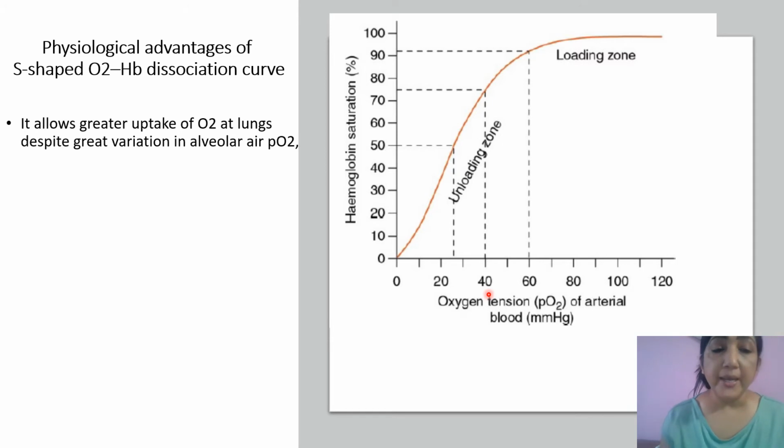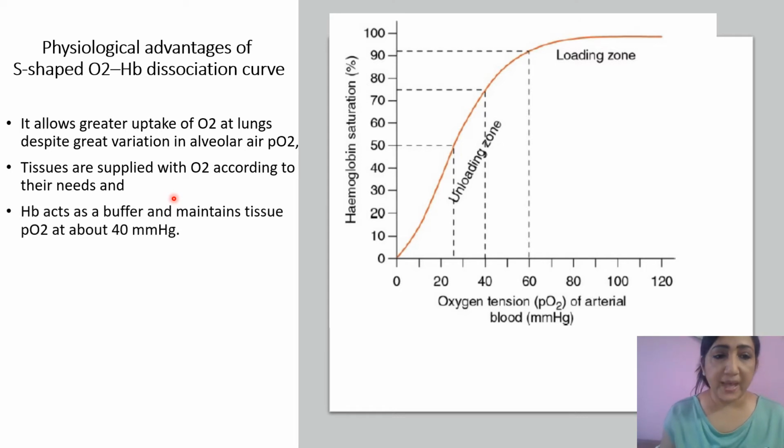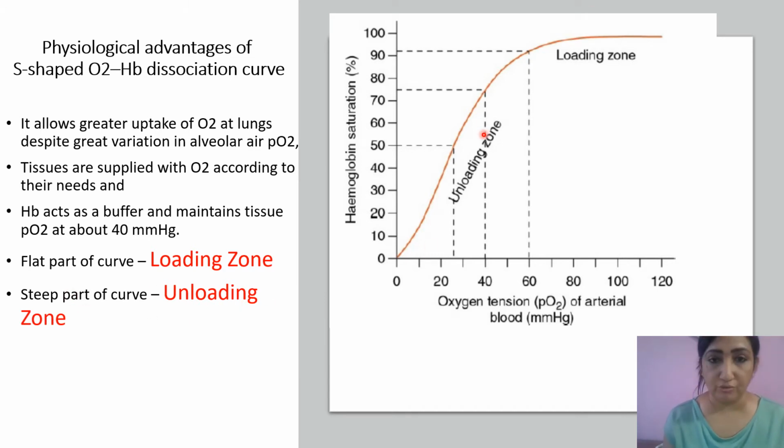What is the importance? It allows a greater uptake of oxygen at the lung despite great variation of the alveolar PO2. And tissues are supplied with oxygen according to their needs. However much is required, that much oxygen will be delivered. And hemoglobin acts as a buffer to maintain the tissue PO2 at the level of 40 millimeters of Hg. The flat part of the curve is called the loading zone, which happens at the lung level, and the steep part is called the unloading zone, which happens at the tissue level.